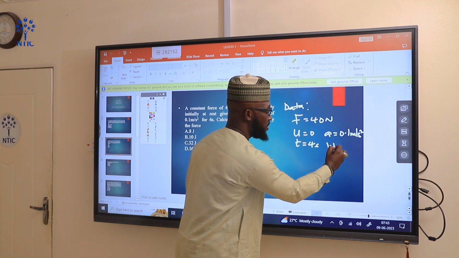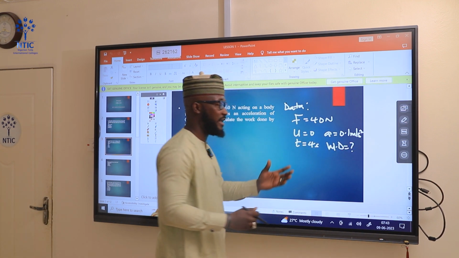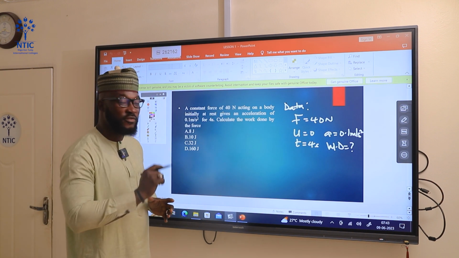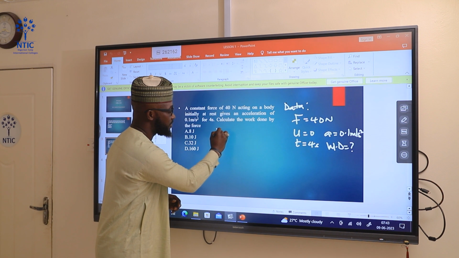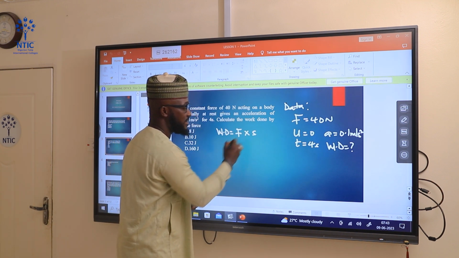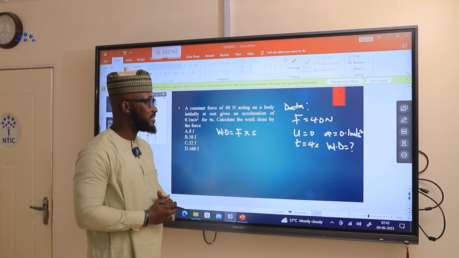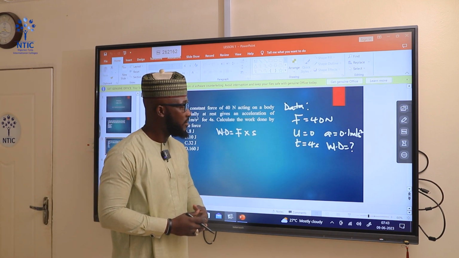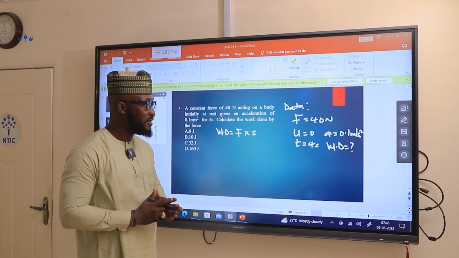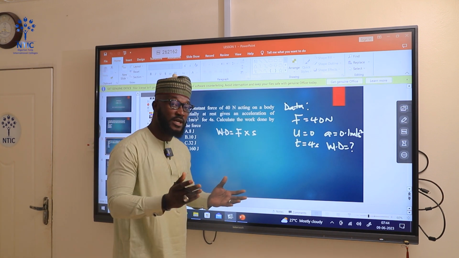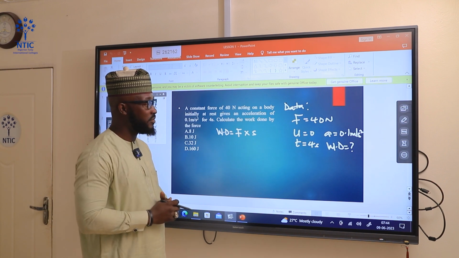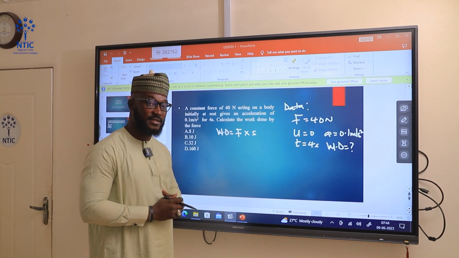Now, work done is not given, and we have to look for it. Before you start anything, you need to recall the formula for work done. Work done, as we all know, is given by what? Force times distance. But in the question, we have the force clearly stated, but the distance is not given. We need to look for distance. How do we do that? We go back to the equations of what? Motion. Which equation would be best suited for finding distance in this case?